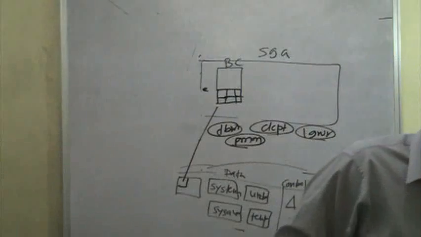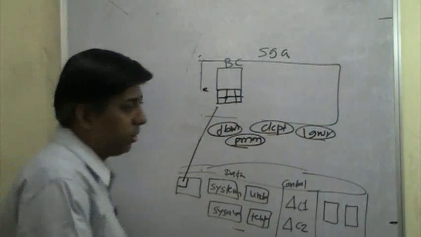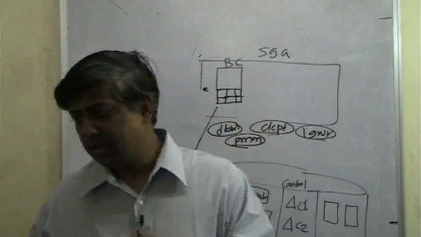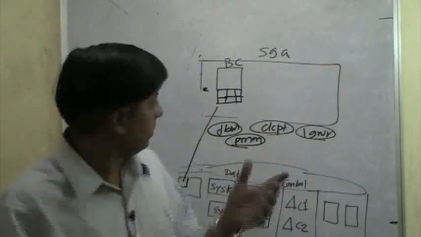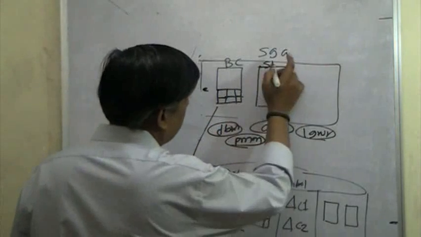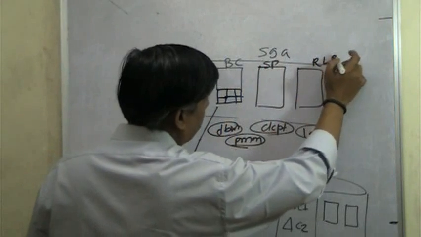So that is the next thing. Now the fifth question that I have: what are the three main components of SGA? And the answer is very simple. The buffer cache, then the shared pool, and the redo log buffer.